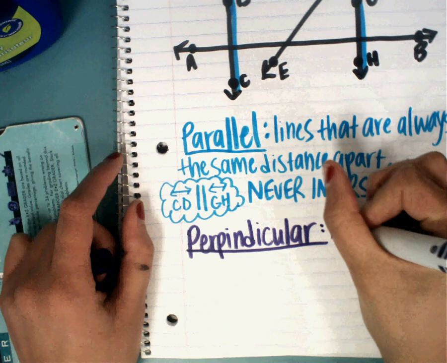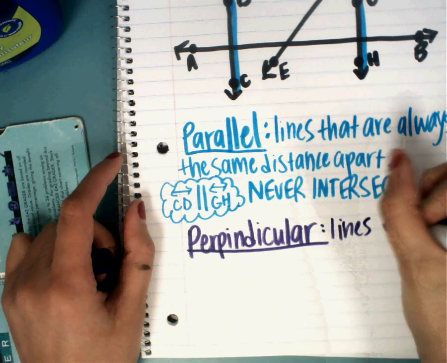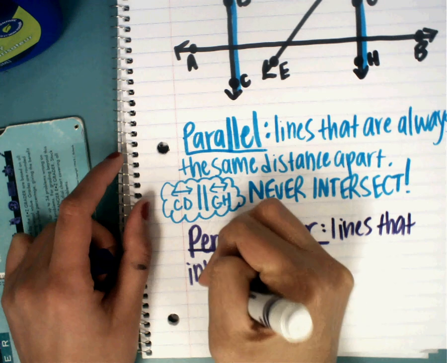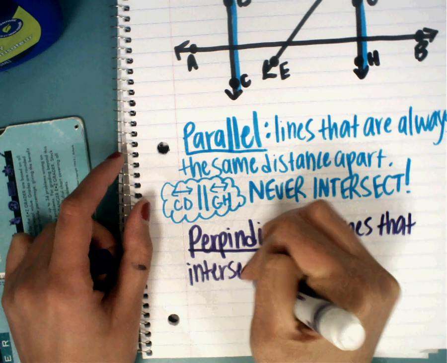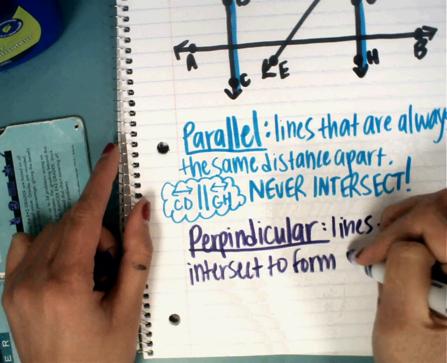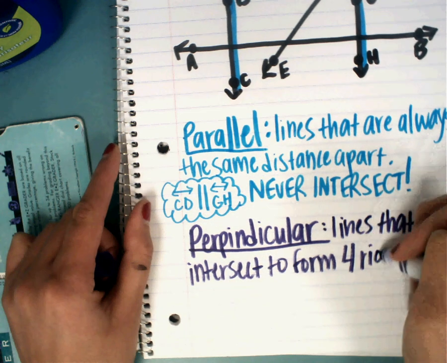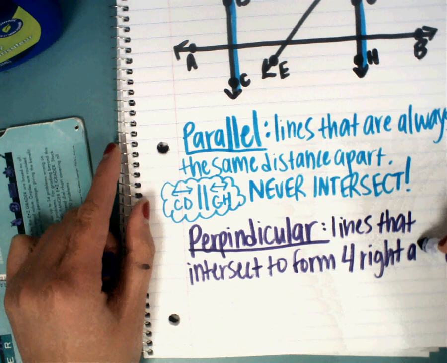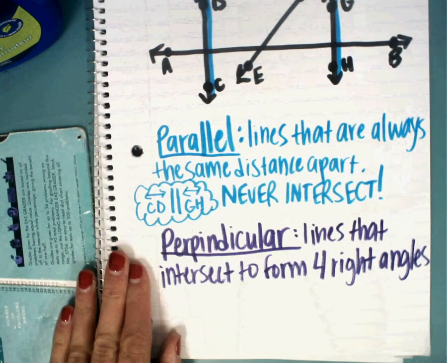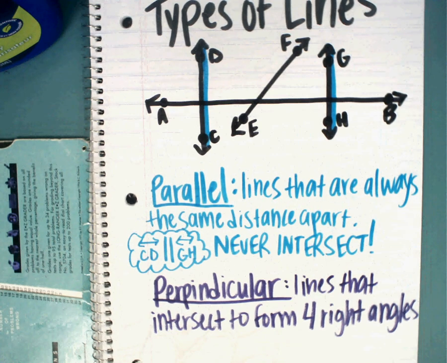Lines that intersect to form four right angles. Okay? Lines that intersect to form four right angles. Do you see any perpendicular line segments? Lines going on up here. Anything?